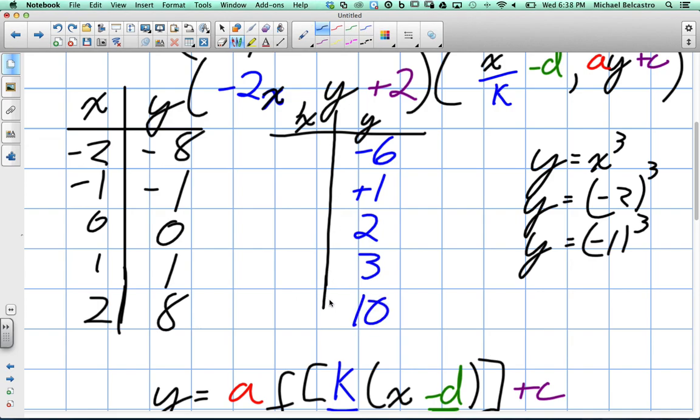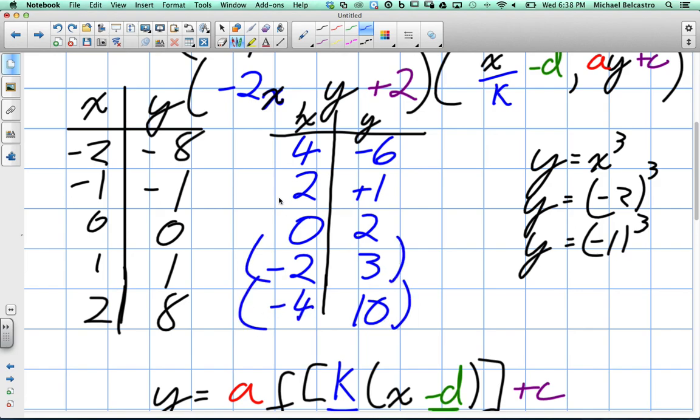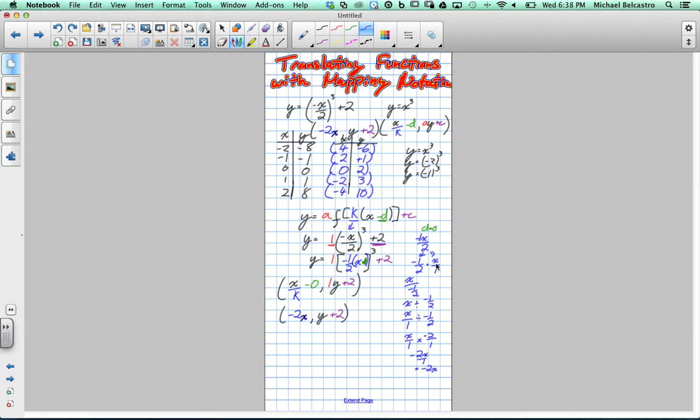So these are our new set of y's. And just make sure we put our x's correctly. Negative 2 times negative 2 will give us positive 4. Negative 1 times negative 2 will give us positive 2. 0 times anything is still 0. 1 times negative 2 will give us negative 2. And 2 times negative 2 will give us negative 4. So here are our new set of 5 exact coordinates once they've been put through the translation of that function. And we figured that out by using our mapping notation.